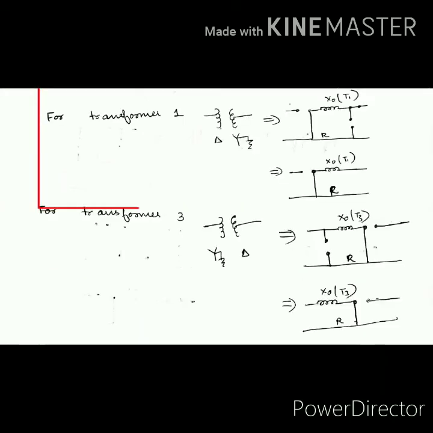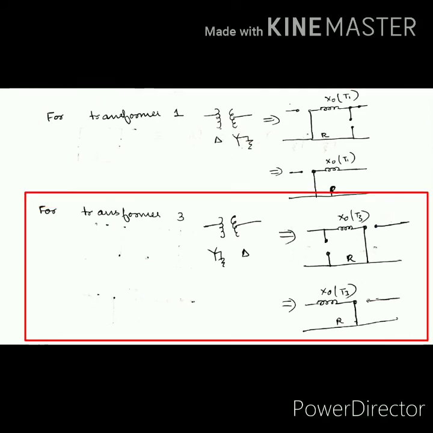For transformer 1, first you have primary delta, secondary star with neutral grounded. So the first equivalent circuit becomes like this, X naught of T1 with a reference. Okay, and the final equivalent circuit is given. Next for transformer 3, again it is a star with grounded, like reverse of the first transformer.